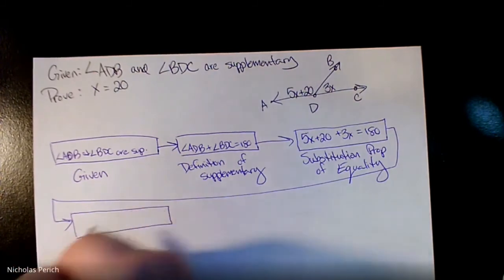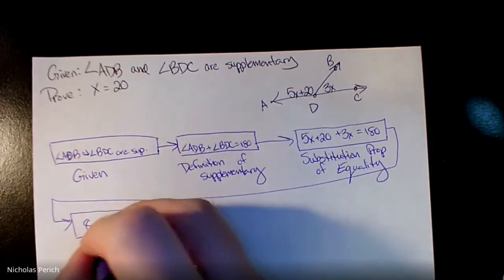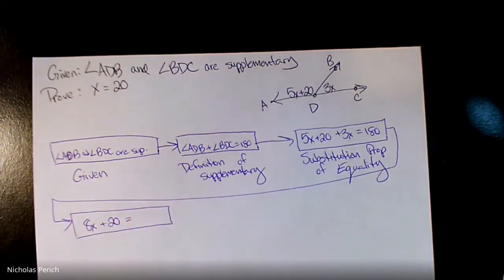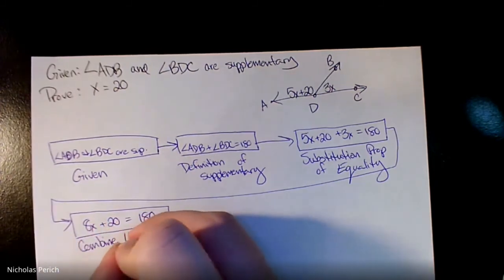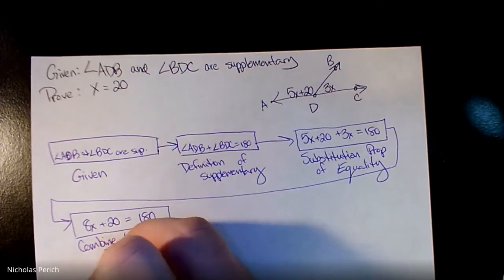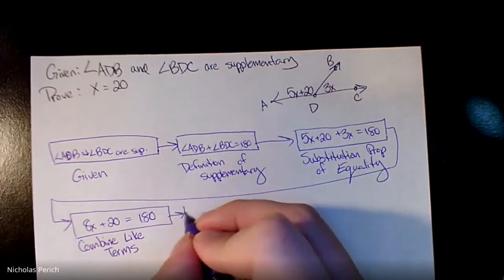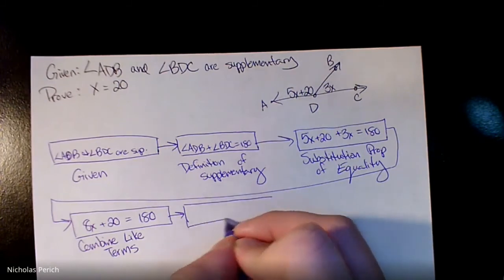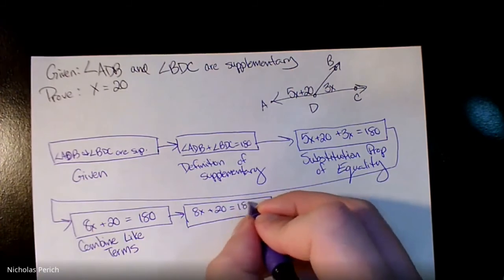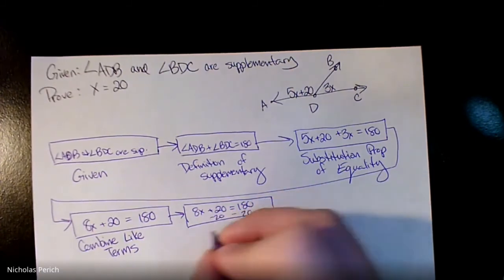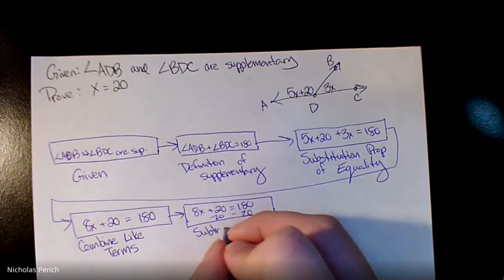What three-word phrase did I just do? Combine like terms. Very good. What am I first going to do to both sides? Subtract 20. So that is the subtraction property of equality.